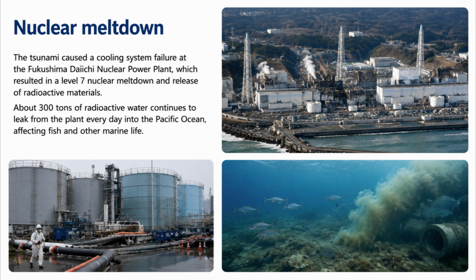Nuclear meltdown. The tsunami caused a cooling system failure at the Fukushima Daiichi nuclear power plant, which resulted in a level 7 nuclear meltdown and release of radioactive materials. About 300 tons of radioactive water continues to leak from the plant every day into the Pacific Ocean, affecting fish and other marine life.